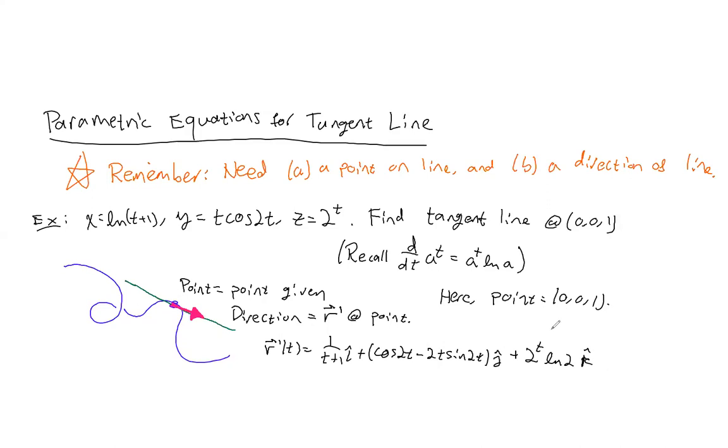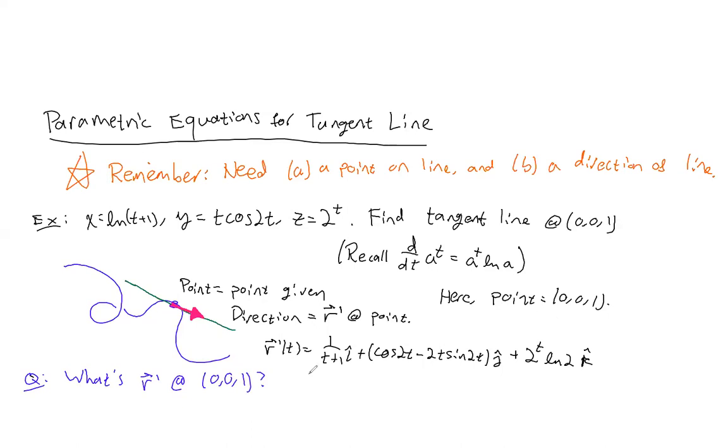And that, I claim, is our tangent, is our velocity vector at a given point, or at any point, but we need to find it at a very specific one. We need to find that at a point 0, 0, 1. Now the question is, what is this? So here's the new question that we should be asking ourselves. What is this r prime at the point 0, 0, 1?